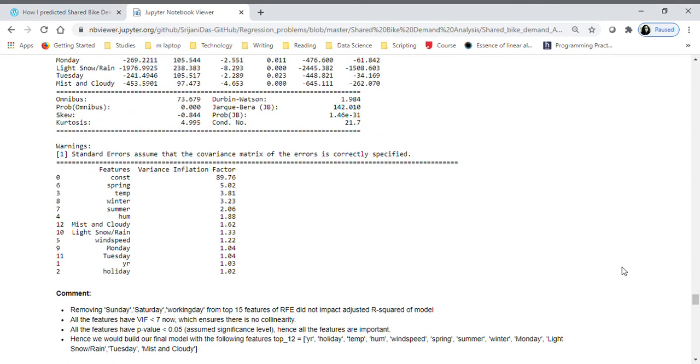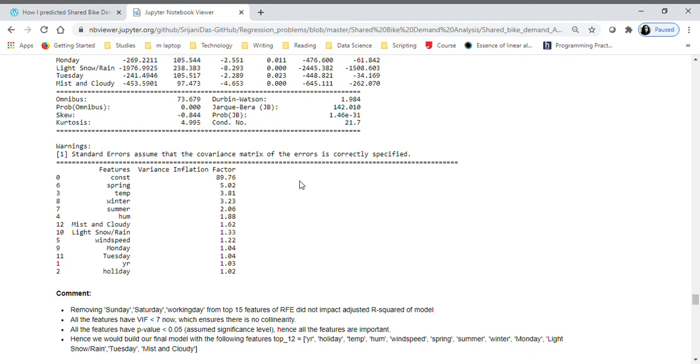So we can see that removing Sunday, Saturday and working day from the top 15 features selected by RFE did not impact the adjusted R-square, which is what we really want here. We don't want to reduce the adjusted R-square. We have to have a decent adjusted R-square, and while keeping that constant, we want to see what features we can remove from the model. All the features have a variance inflation factor less than 7. Even though the constant has a high value, that's fine.